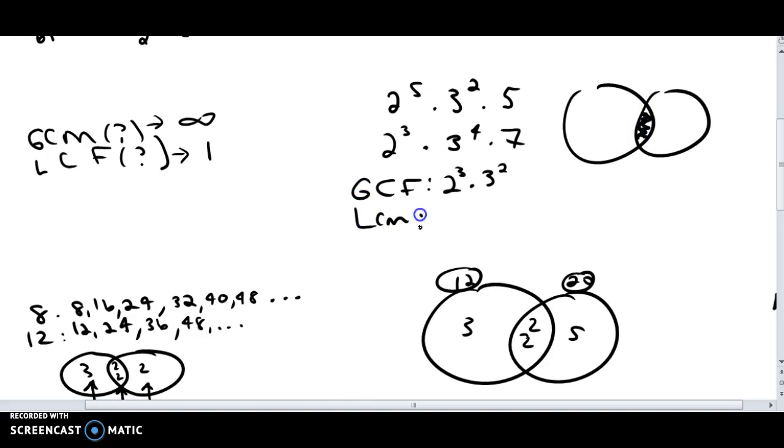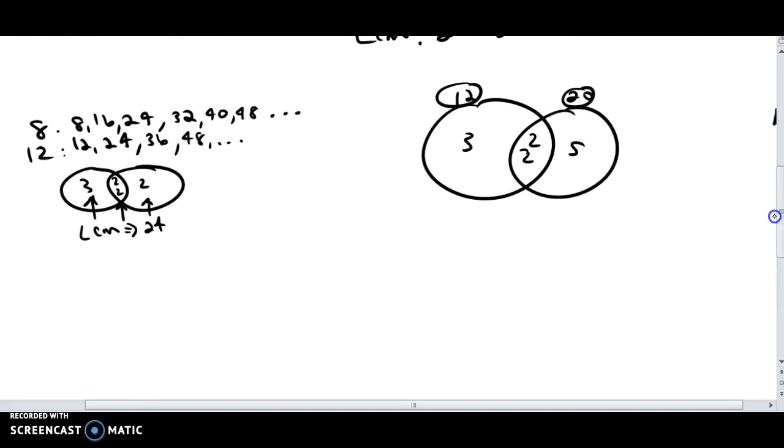Least common multiple would be everything in the Venn diagram, so that would end up being 2 to the 5th, 3 to the 4th, 5, and 7. And again, you don't do any double counting there. We did the one lab where you can take the highest power of each thing. That works too. And then here, what they have in common, or the lowest power of each thing, you could do that as well.